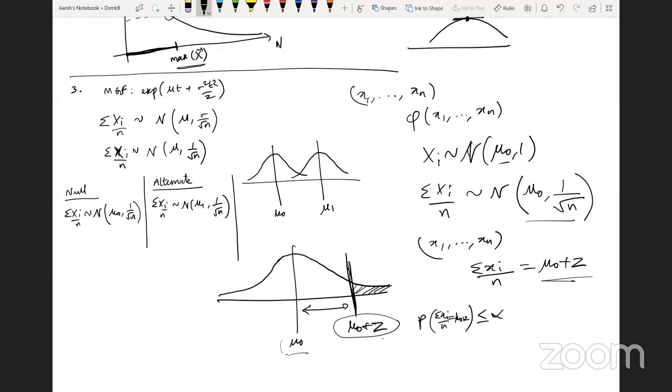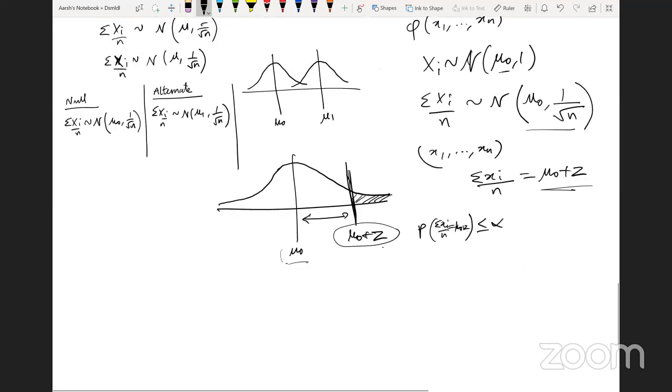So the hypothesis test will tell you when to reject it, right? What we want to do is find a test which will tell you when to reject it, such that if the null hypothesis was true, it will reject it only if the probability of observing that sample was less than alpha.